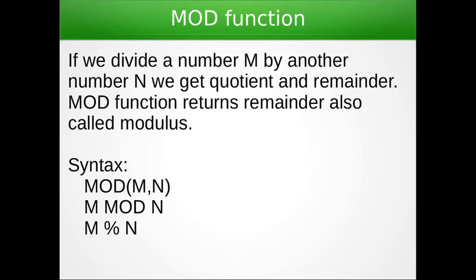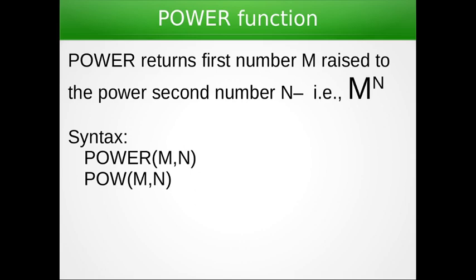Next function we are taking power. Now power returns first number m raised to the power second number n, that is m to the power n. Its syntax, if we see, first one power within bracket first number comma second number, or we can write POW within bracket first number comma second number. Let's see its execution.